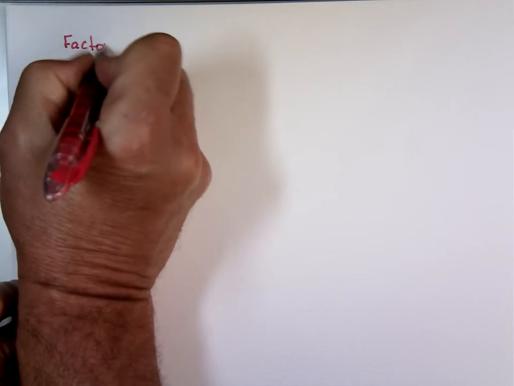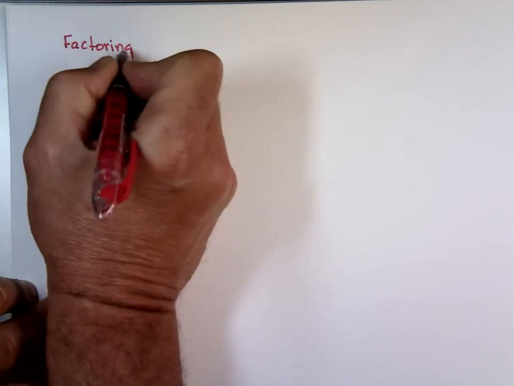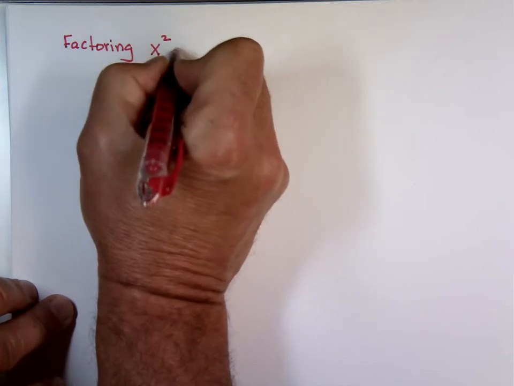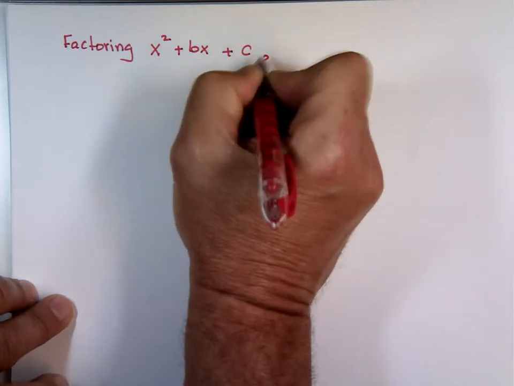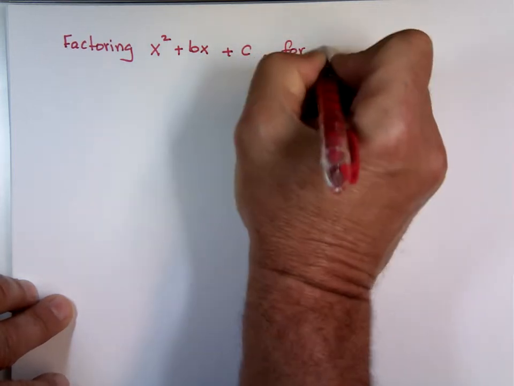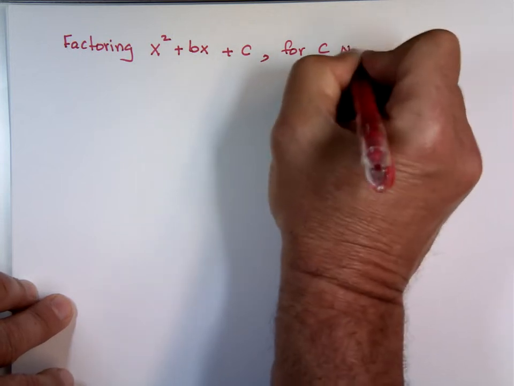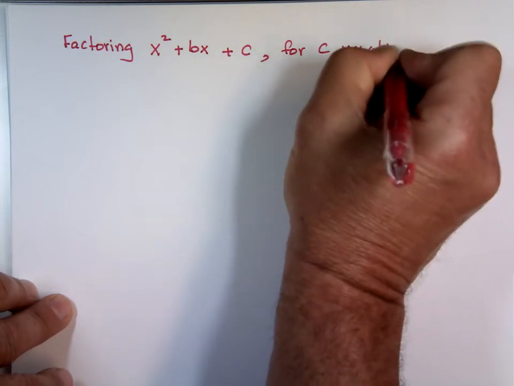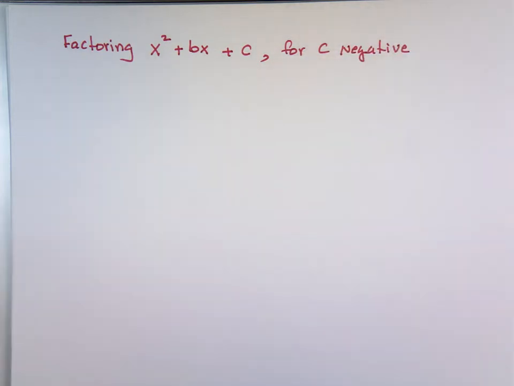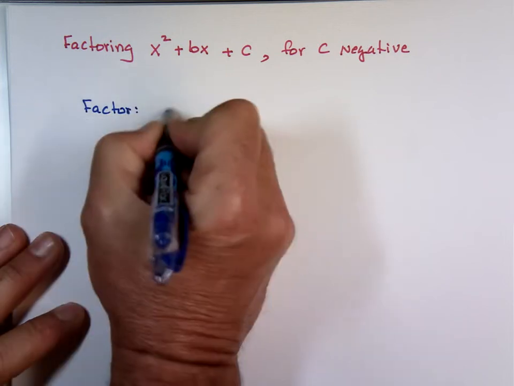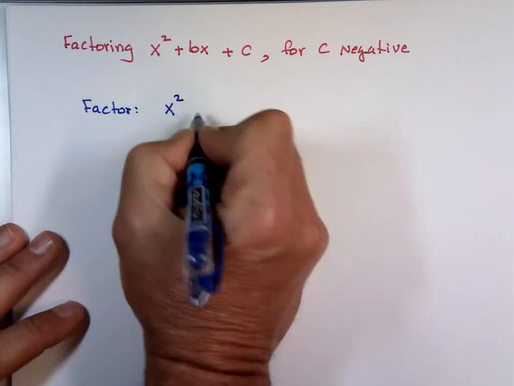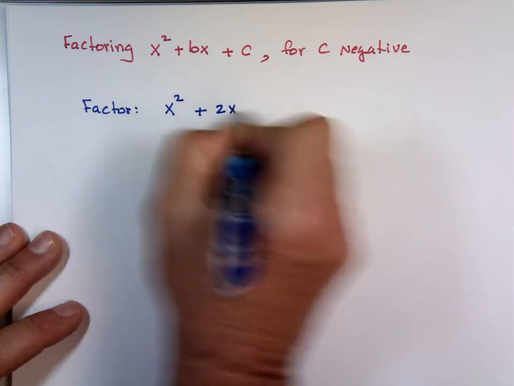Factoring x squared plus bx plus c, where c is negative. So let's take an example. Factor x squared plus 2x minus 3.